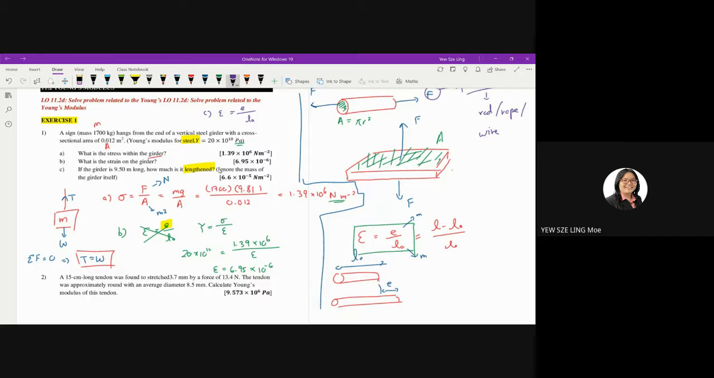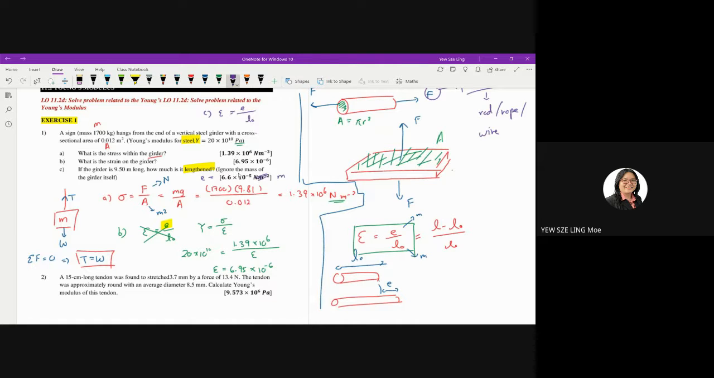So elongation is equal to 6.6 times 10 to the power of negative 5 Newton per meter squared. So I think the unit here is wrong. It's just a meter. The unit in your answer is wrong. All right, so elongation is just equal to 6.6 times 10 to the power of negative 5 meter. So that is the answer for question 1. Question 1 is just a very simple question.